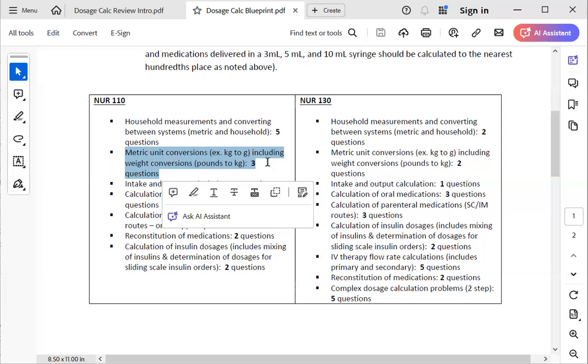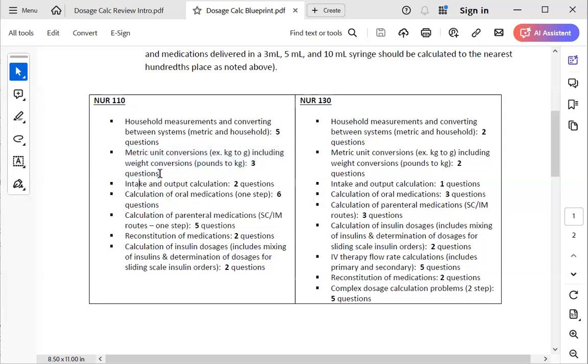You will need to know how to convert pounds to kilograms, which in my mind is part of household measurement converting. Basically everything you're being taught is how to convert into the metric system, because the metric system is the universal system that's used everywhere, and especially in healthcare. Everywhere meaning beyond the United States.